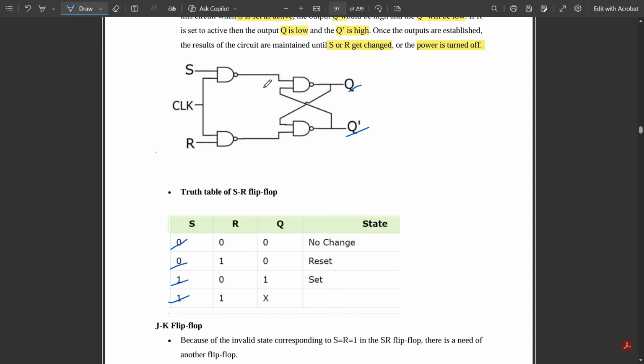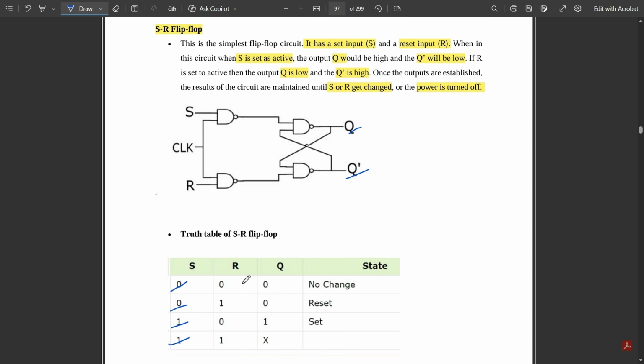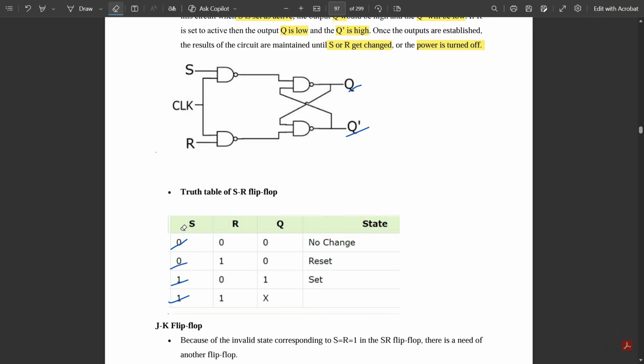00, 01, 10, 11. I will not explain this SR flip-flop in detail, because if I try to explain it by assigning each bit, I will be taking a lot of time. This was already done in your lower classes; I am just brushing it up. In the case of the SR flip-flop, there are four combinations: 00, 01, 10, 11. So we have four states with respect to the four combinations.